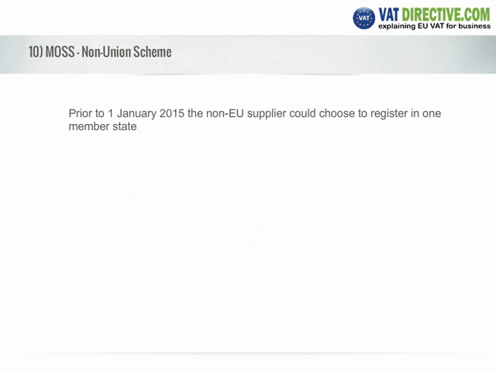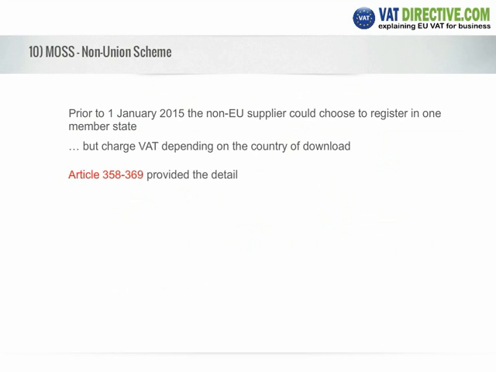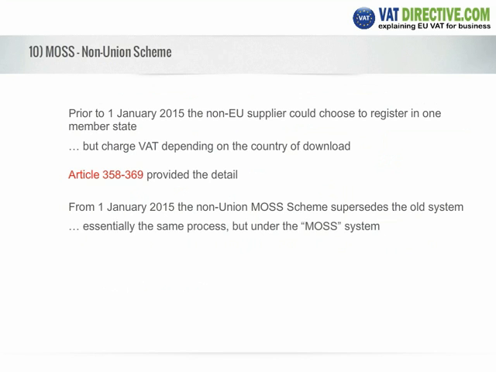Now prior to 1st of Jan 15, the non-EU supplier could choose to register in one member state, but they still had to charge the local VAT rate, so French VAT to French individuals, Hungarian VAT to Hungarian individuals. And Article 358 through to 369 provide the detail of that simplification. Now from the 1st of January 15, the non-union MOS scheme supersedes the old system. It's essentially the same for non-EU suppliers, but they do it via the MOS system.